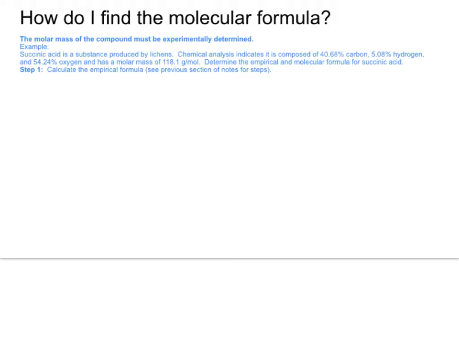And so the example that we have is succinic acid, a substance produced by lichens. Chemical analysis indicates that it is composed of 40.68% carbon.